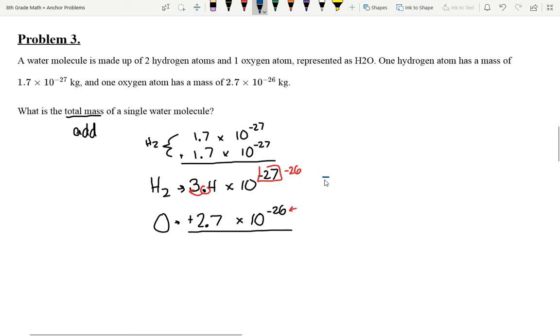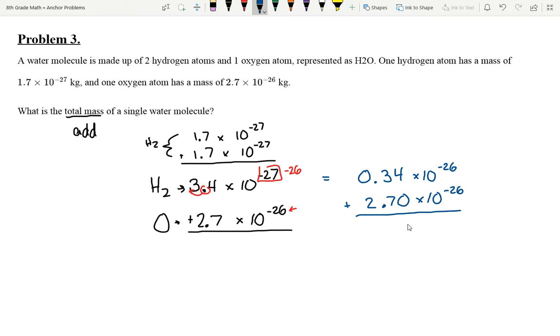So as I go to rewrite these, we have 0.34 times 10 to the negative 26. And I'm adding 2.7 times 10 to the negative 26th. Same order of magnitude, I can simply keep the times 10 to the negative 26th and now add 410. Don't forget the decimal point. 1 plus 2 is 3. So 3.04 times 10 to the negative 26th kilograms is our solution.